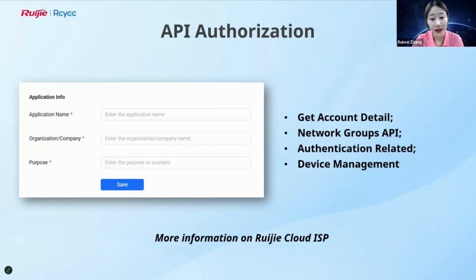And also the device management. You can monitor your device's status, like get the device list, get device flow trend for the last 24 hours, get device event log, and so on. And for more detailed information about the API of Ruijie Cloud ISP, you can visit the link in the chat box. Okay.